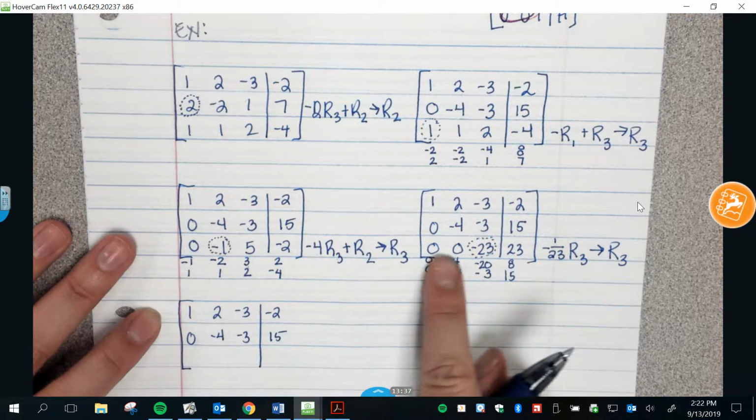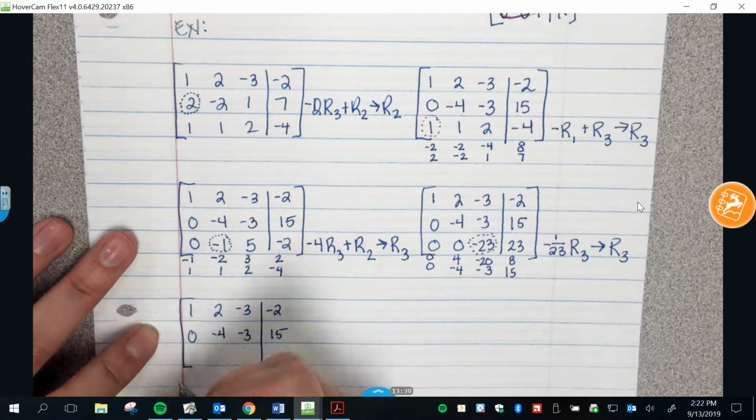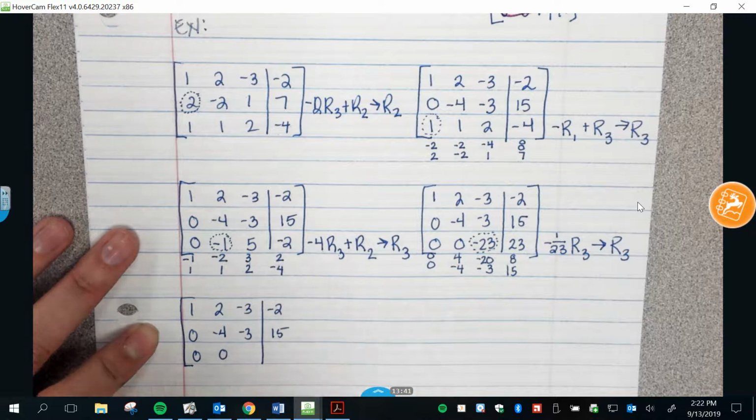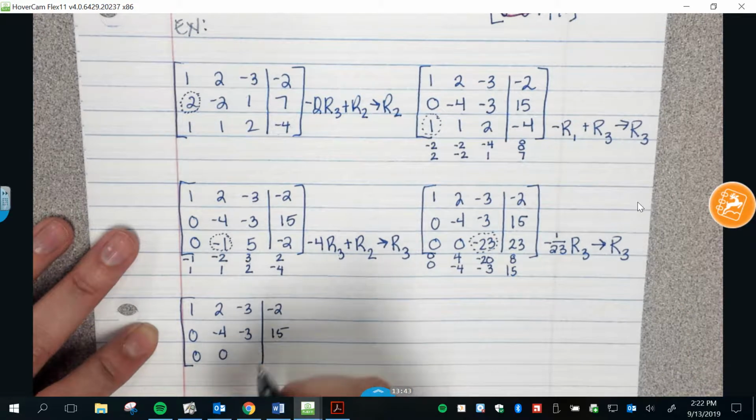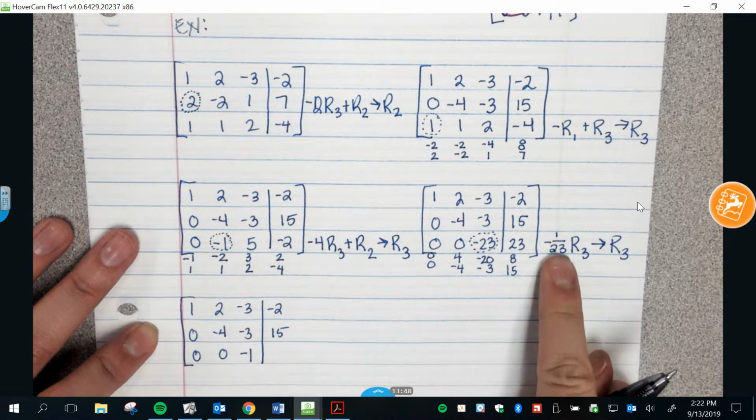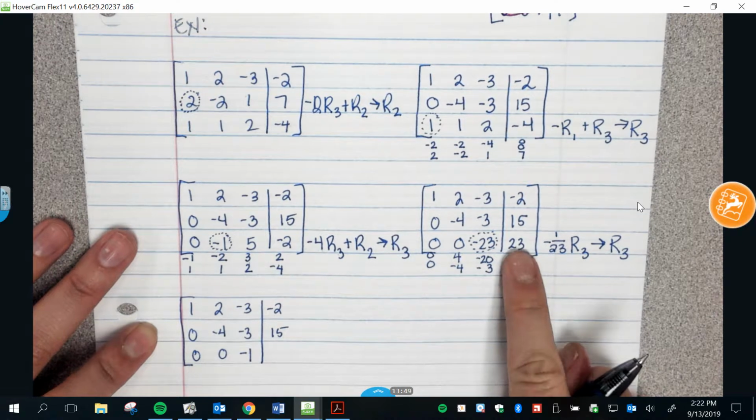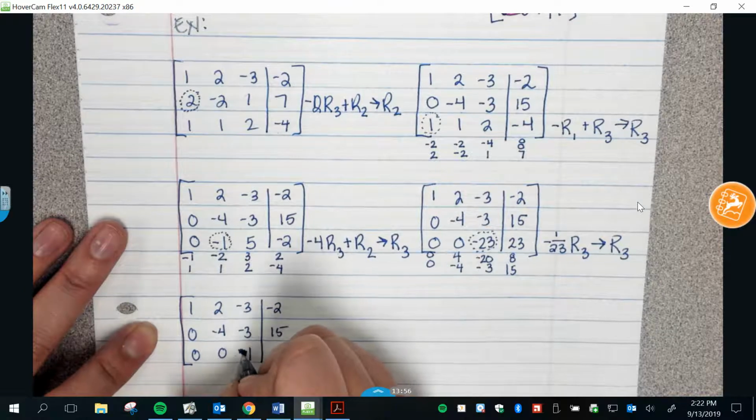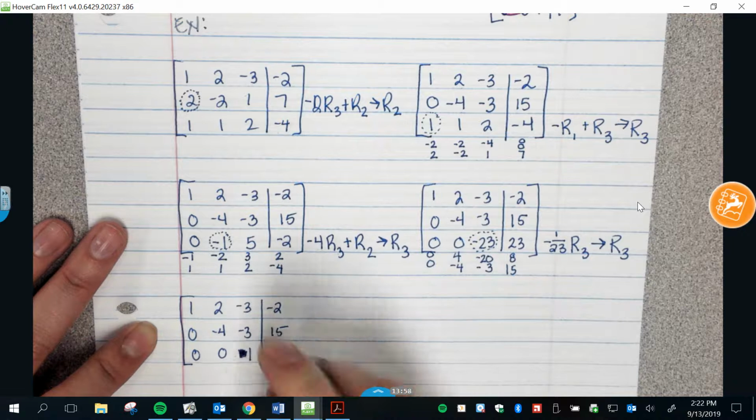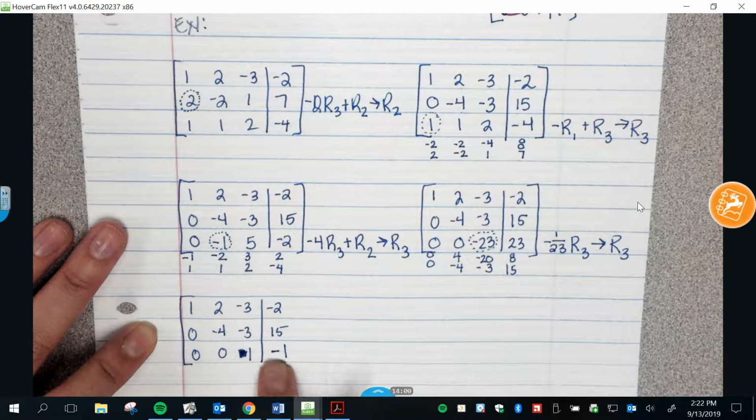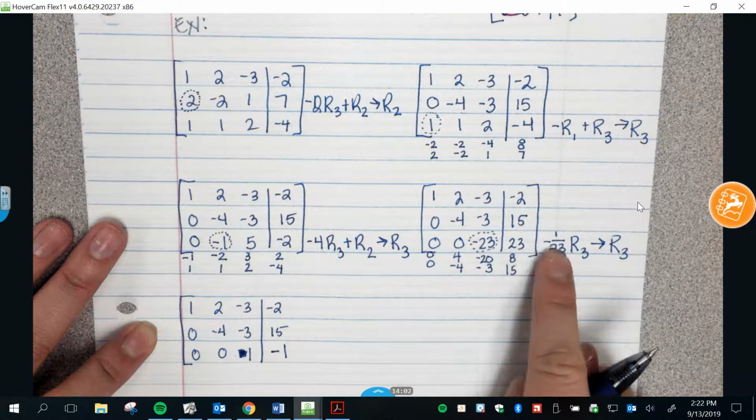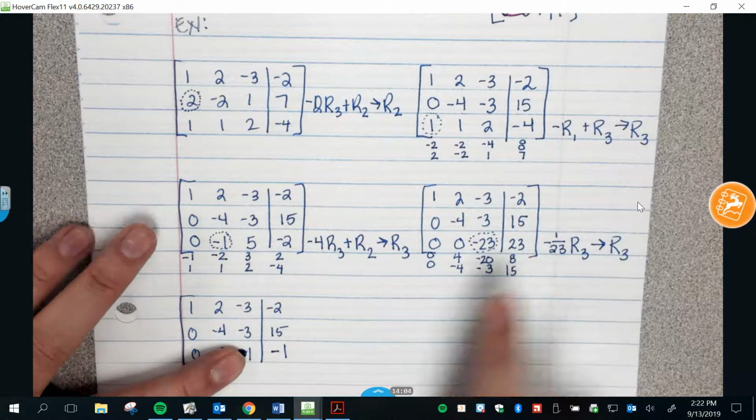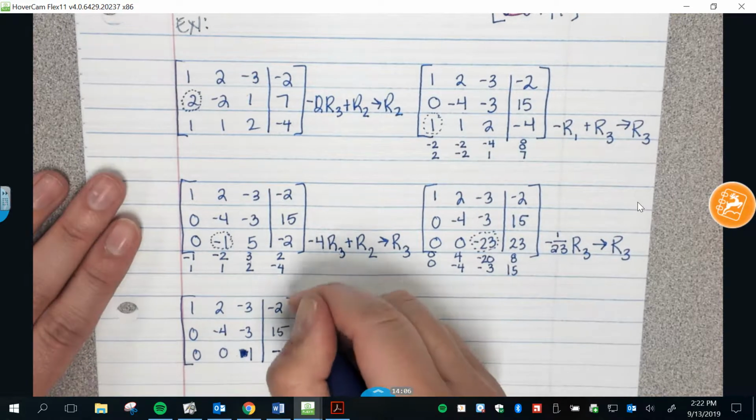The good news is I multiply -1 over 23 by zeros. It's still 0. -1 over 23 times -23 is 1, not -1. Sorry, I was thinking about the next one. That one's +1. This is the -1. Negative times negative is positive. Positive times negative is negative. Okay. All right.